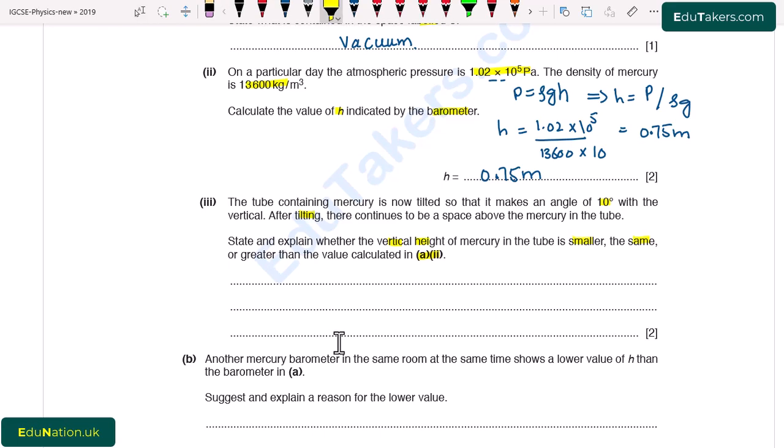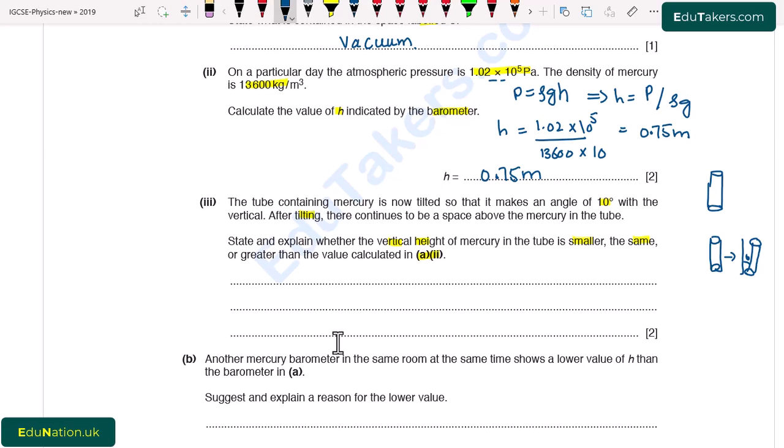So first of all, I consider that it's the initial position of the tube. When I tilt, it may move from this position to this one, such that this vertical angle is 10. So we have to tell what will be the effect on the vertical height.